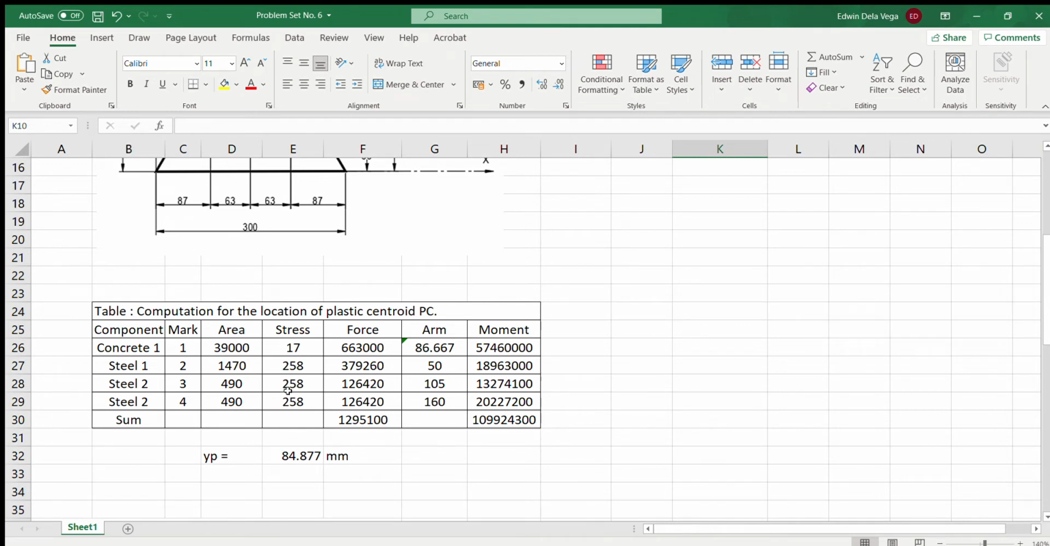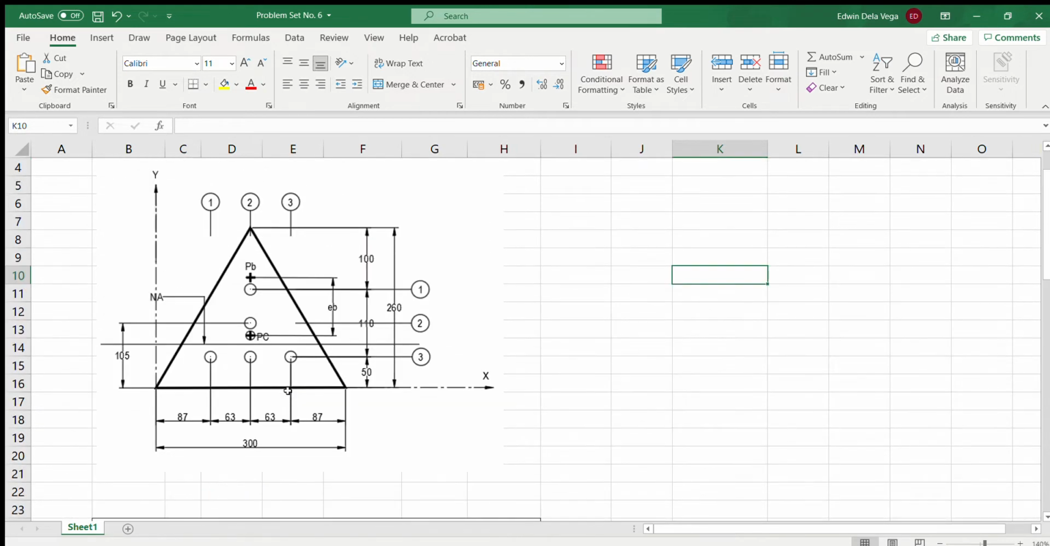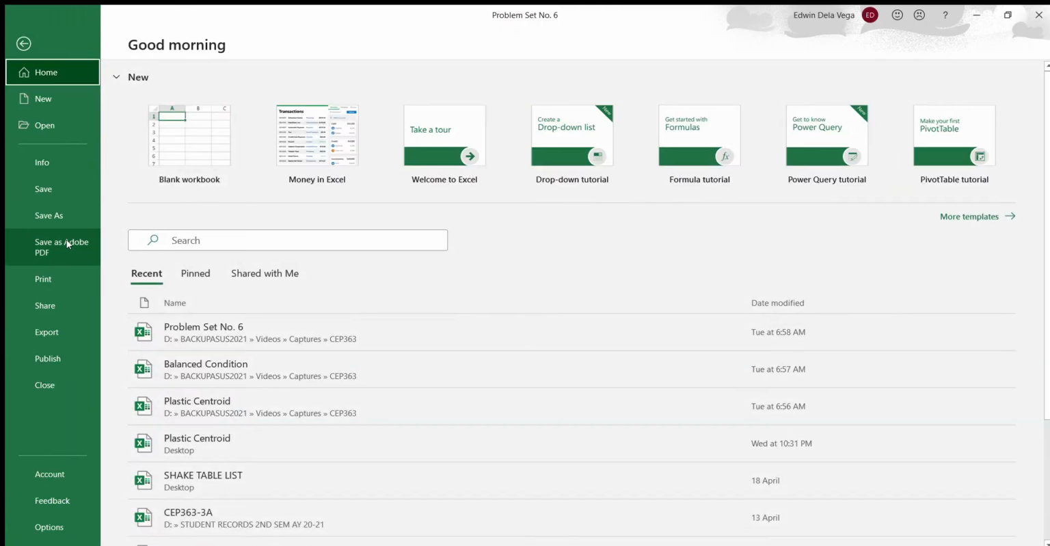So your XP, walang problema kasi symmetrical siya dito sa vertical axis. Okay? So this is symmetrical in this vertical axis here. Maybe we can try to convert this first to PDF para masulatan ko siya. Okay? So just wait for a moment please.